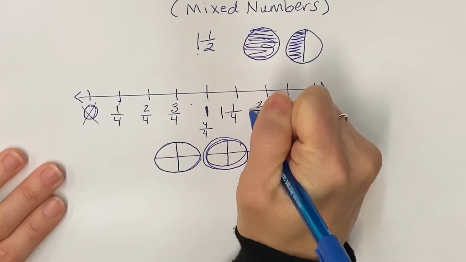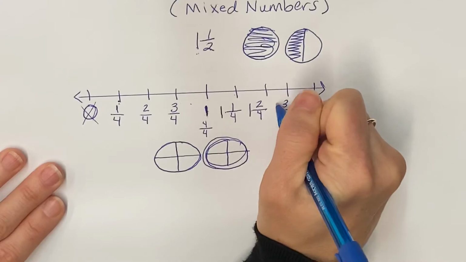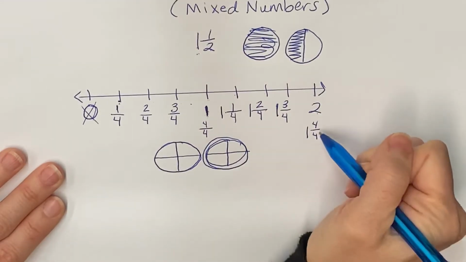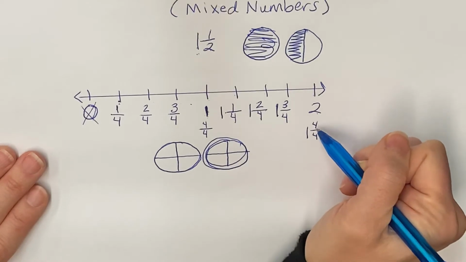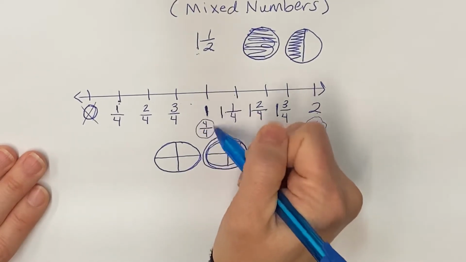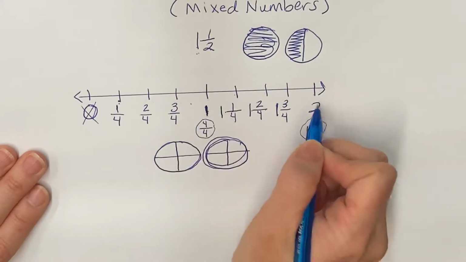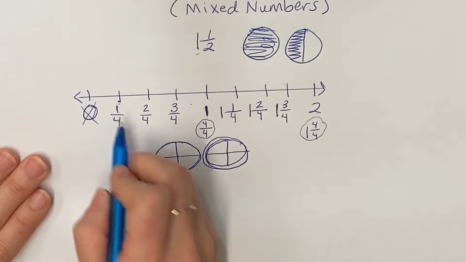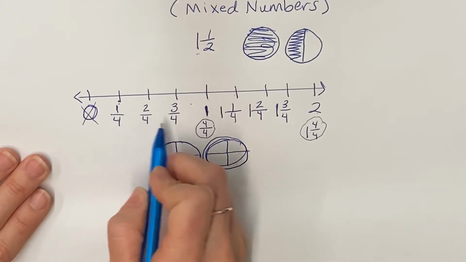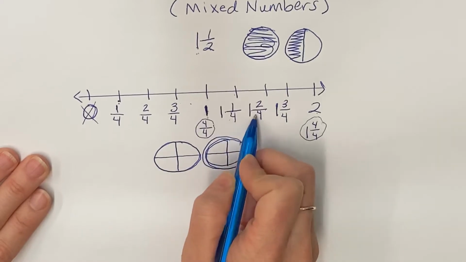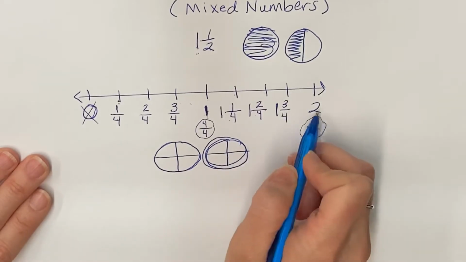Okay, 1 1/4, 1 2/4, 1 3/4, 1 4/4. Now, usually when we are labeling number lines, we don't incorporate these fractions. We usually write them as a whole number instead. Okay, so now I have 1/4, 2/4, 3/4, 1. 1 1/4, 1 2/4, 1 3/4, 2.